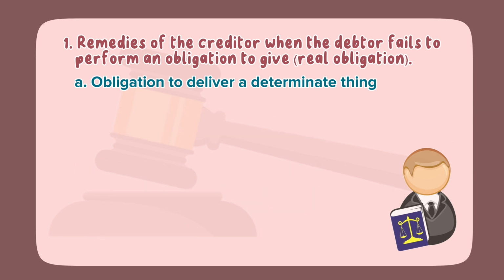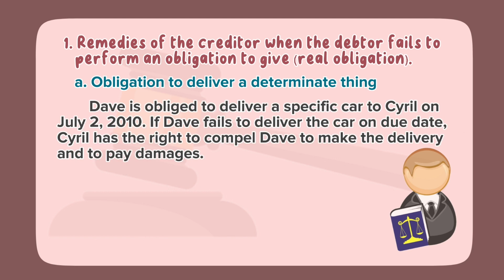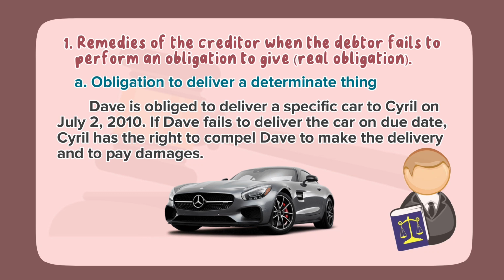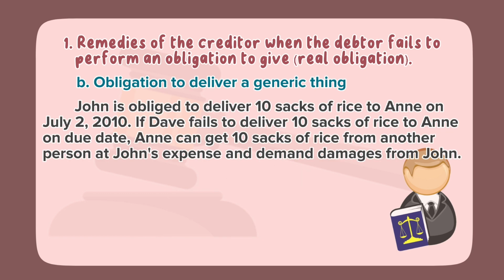Here is an example for the obligation to deliver a determinate thing. Dave is obliged to deliver a specific car to Cyril on July 2, 2010. If Dave fails to deliver the car on due date, Cyril has the right to compel Dave to make the delivery and to pay damages. Cyril has the right to compel Dave to make the delivery because the thing is in Dave's possession and cannot be substituted by another.